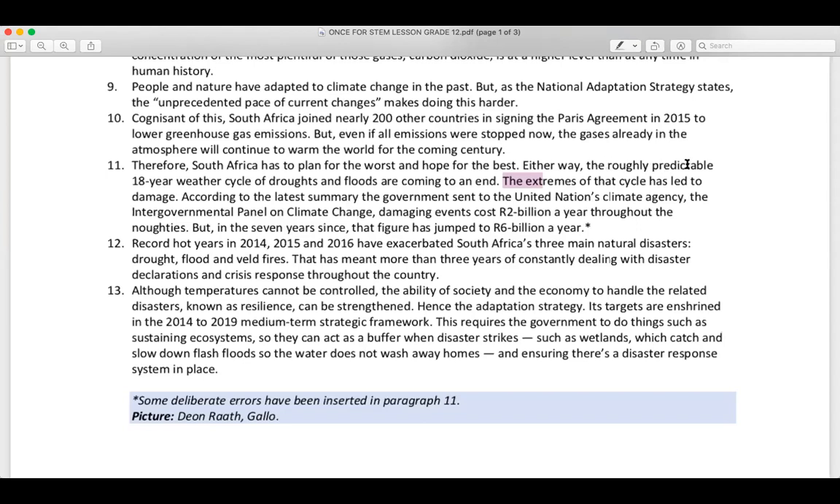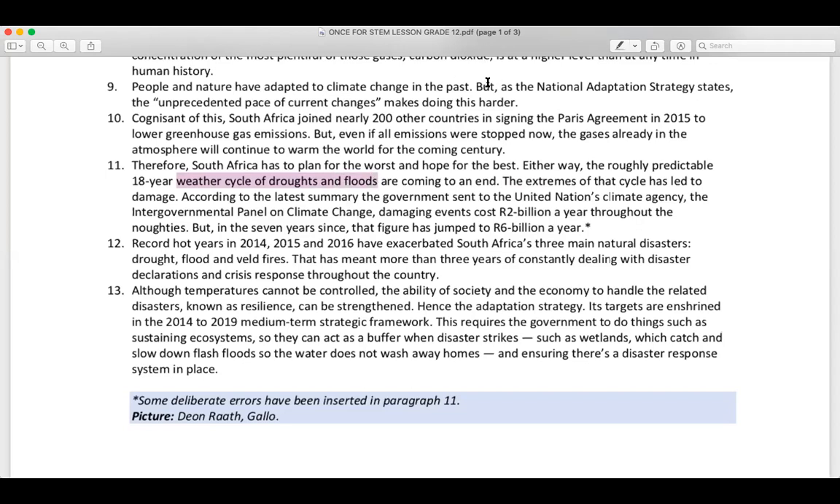Either way, the roughly predictable 18-year weather cycle. Where is the subject in the sentence? The subject in the sentence is what? Is this right here? Can you see? Weather cycle of droughts. We call this a noun phrase, because there are so many words that tell you what the noun is. So if you say, for example, the girl with the green hair, that's a noun phrase as well on its own. So that entire thing, okay? So the weather cycle of droughts and floods.